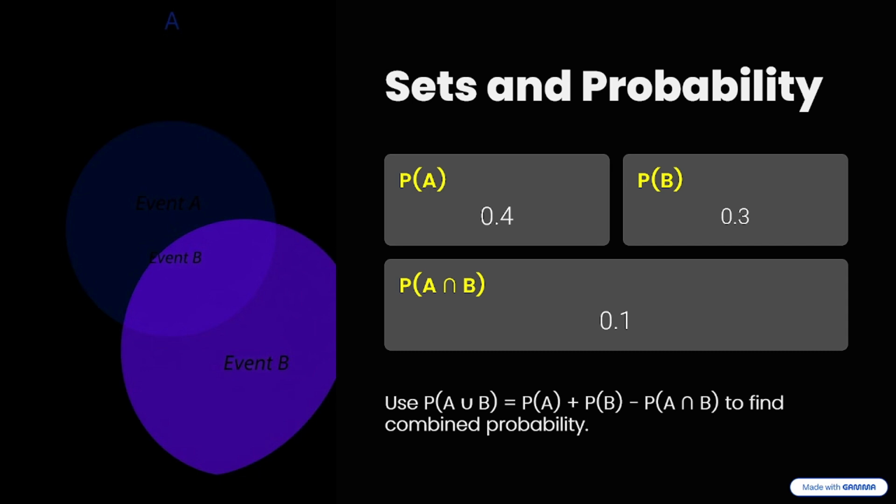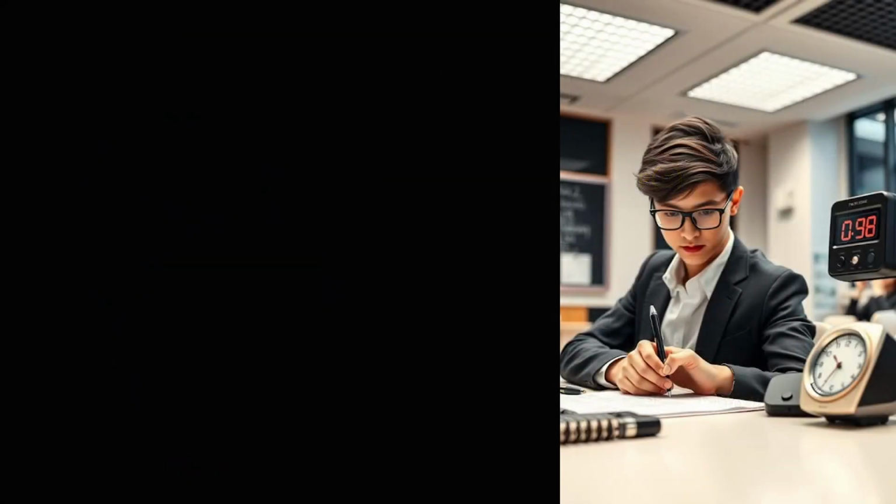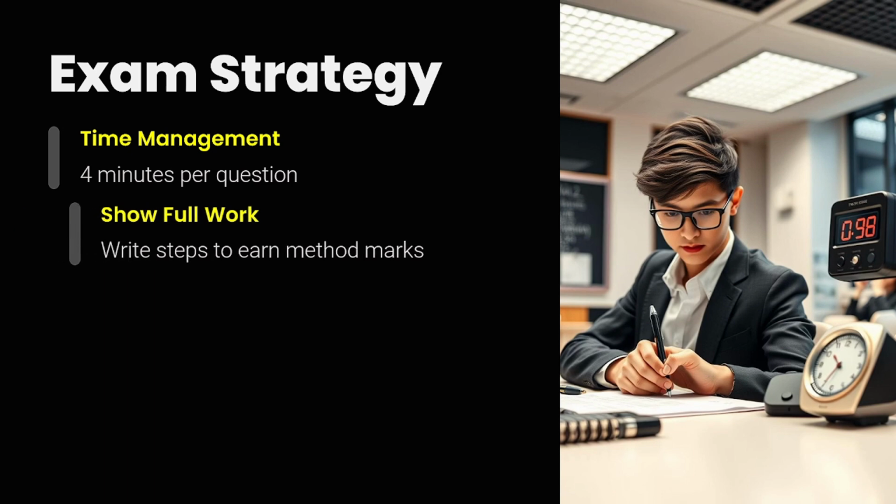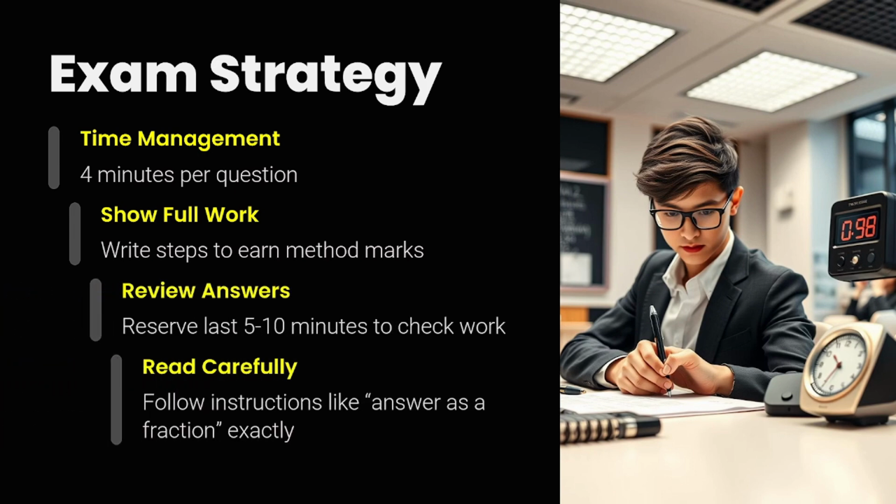Now that we have seen the type of questions, let's talk about strategy. You have 120 minutes to complete around 25 to 30 questions. That's about 4 minutes per question. But some questions will often take only 2 or 1 minutes, so save the extra time for the tougher ones. Always write out your full working. You can earn method marks even if your final answer is wrong. Read the question carefully. If it says answer as a fraction, don't give a decimal, and leave at least 5 to 10 minutes at the end to check your answers.